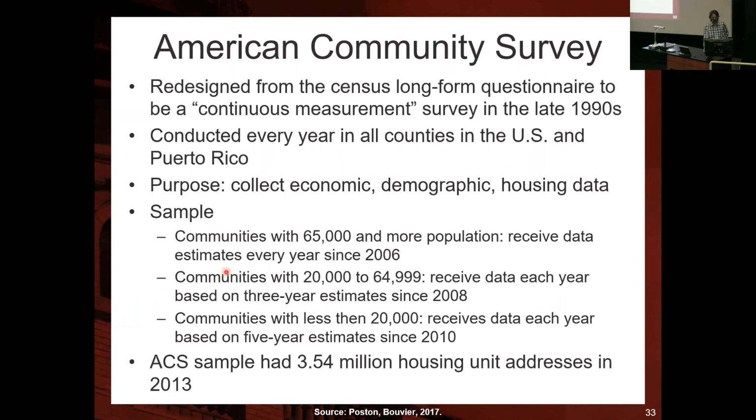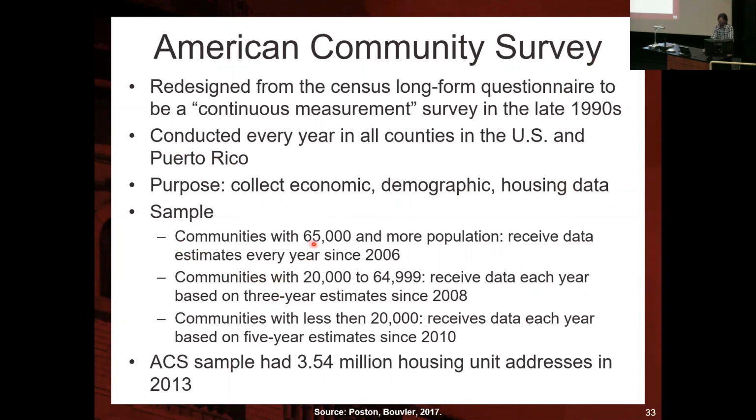The American Community Survey was redesigned from the census long-form questionnaire to be a continuous measurement survey in the late 1990s, but it started being more nationally representative since 2005, as I said, and it's conducted every year in all counties in the US. And we also have the Puerto Rican Community Survey, specifically for Puerto Rico. The purpose is to collect economic, demographic, and housing data, and we can compare it to the long-form questionnaire from census up to 2000, because they have similar questions.